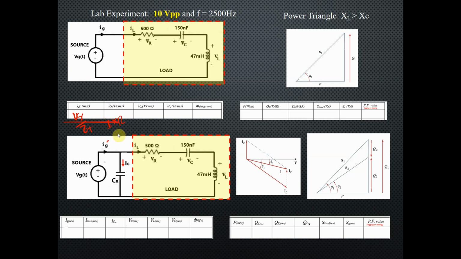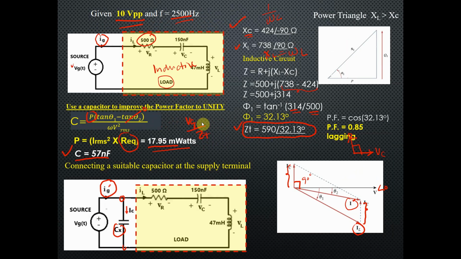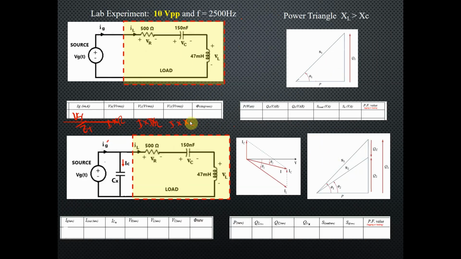Of course, we have to consider the phase angles. BL is also equal to the current multiplied by X of L, and BC is the current multiplied by X of C. And theta, we already calculated the theta, it's 32.13 degrees, right? So this is the initial condition when we did not put the capacitor.